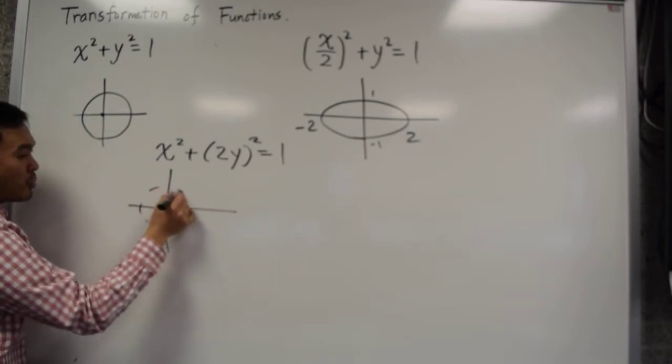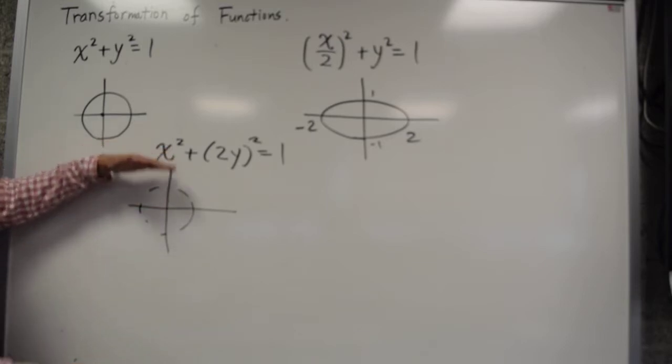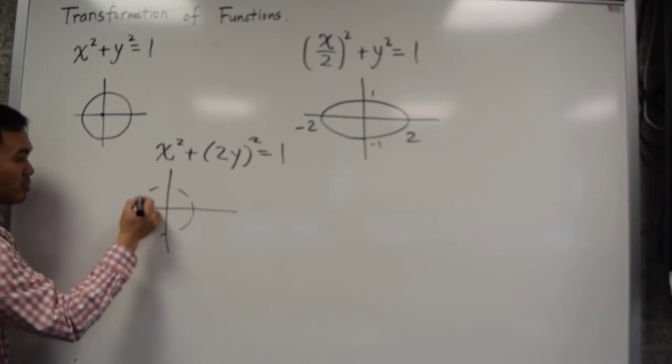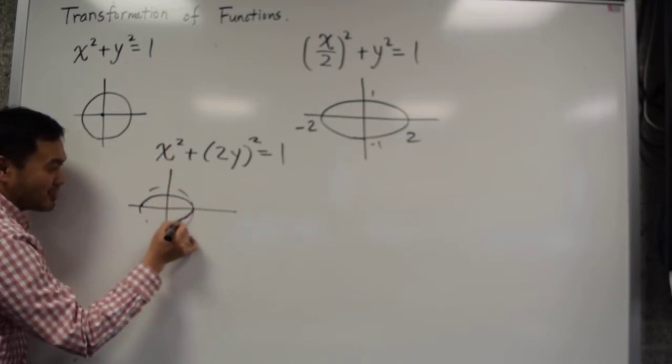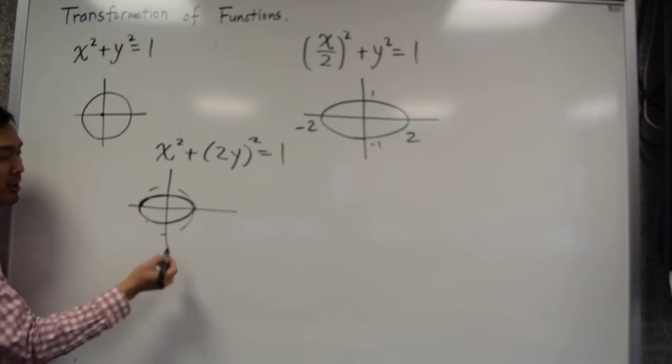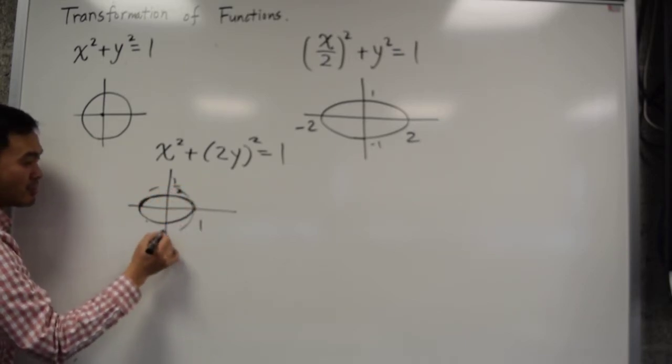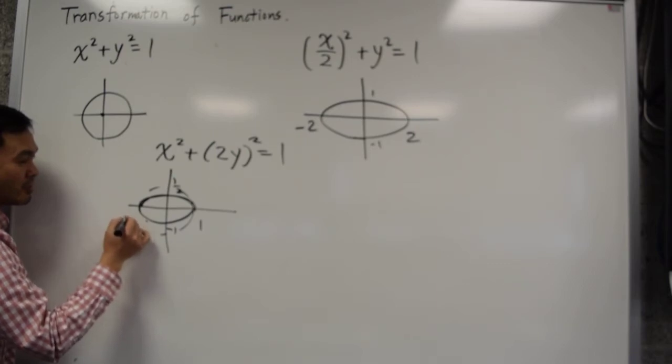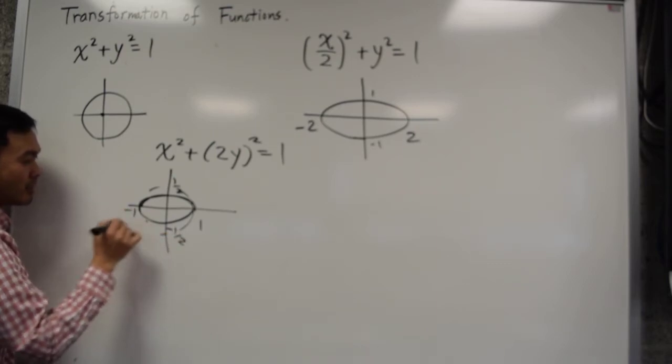So if this is 1, you squeeze it, right? Squeeze it like a lemon. Just like that. This is the graph that you get. 1, 1 half, negative 1. No, negative 1 half, negative 1, okay?